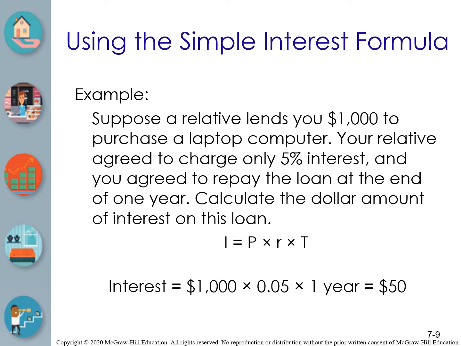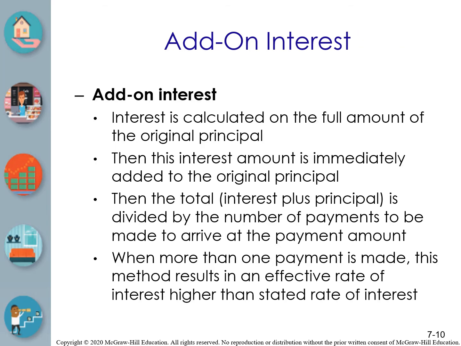Interest equals principal times the rate of interest times the time. So the interest is equal to $1,000, the overall amount we're talking about, times 5%, which is 0.05, times 1 year, equals $50. Again, straightforward. That's how much interest you owe in addition to what? That $1,000 principal. So, add-on interest.